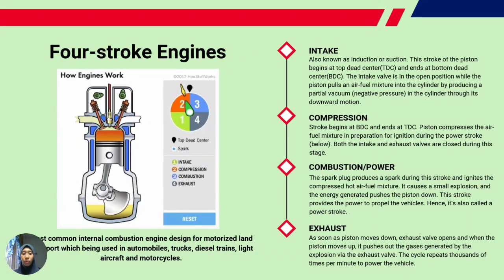Next, we move to four-stroke engines. The most common internal combustion engine designed for motorized land transport, which is used in automobiles. In this four-stroke engine, we have four important things, which are intake, compression, combustion, which is power, and the exhaust. Before that, you need to know about the Otto cycle.